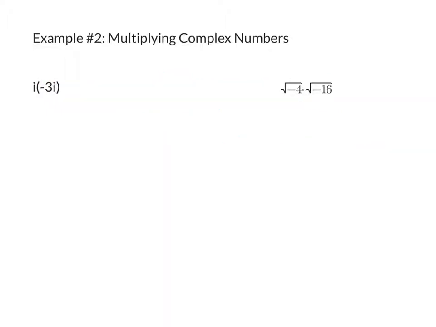Okay, now we're going to practice multiplying our complex numbers. All right, so the first thing I want to do is multiply i times negative 3i. Thinking about i as just a regular variable, this leaves us with negative 3i squared. But our rule earlier said that i squared equals negative 1. So if I rewrote this, this would be negative 3 times negative 1, and so our answer is just 3.